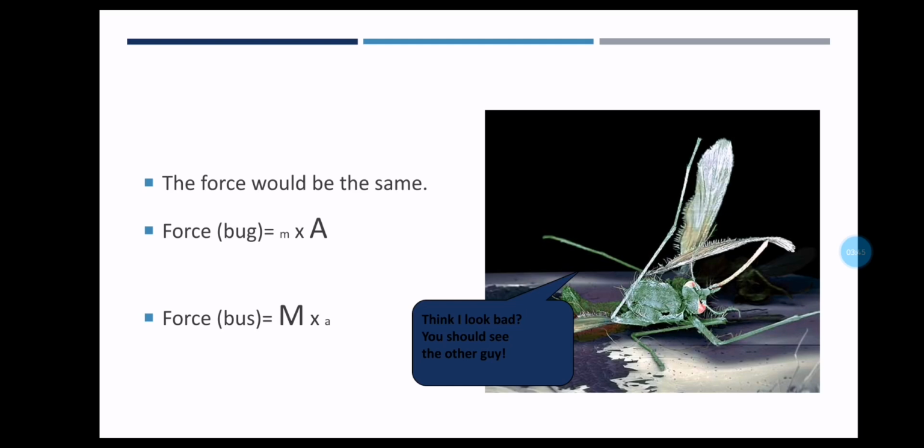In fact, the answer is the force would be the same, because the force of the bug is the small mass times the huge acceleration, whereas the force of the bus equals the huge mass of the bus times the small acceleration compared to the acceleration of the bug. So both of them are going to be equal in magnitude but in opposite direction.